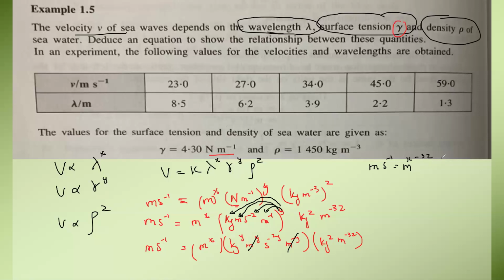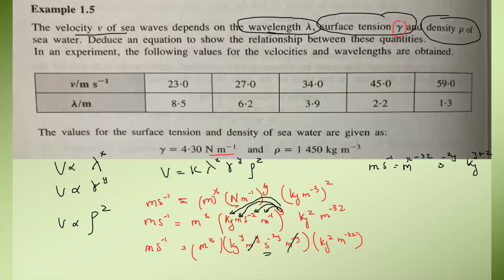What about the for second? For second s, it will be minus 2y. There is no other for second. And for kg, we have y here and we have z here. So I can say it is y plus z. Is it clear? Anyone having a doubt or a question till this point? No, sir. Okay.